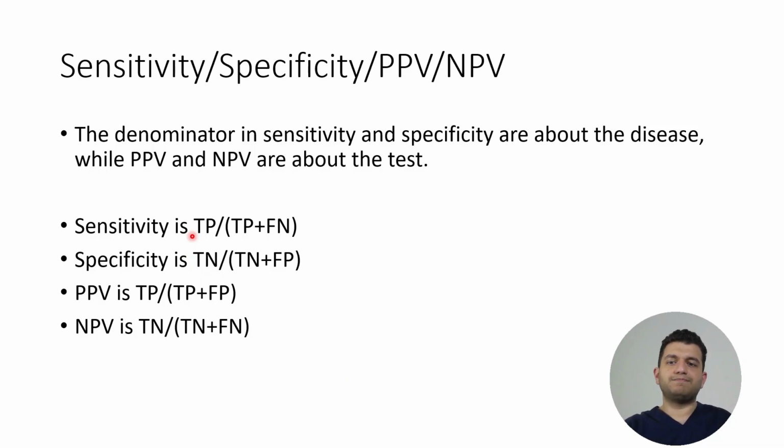Look at sensitivity. Your numerator is the true positive, which will increase because you lowered the cutoff. Definitely you will detect people who were not detected earlier. True positive will increase. False negative, what will happen to it? You tell me. Again, the negatives will decrease. So this increases, and this decreases. So what will happen to sensitivity? It will go up.